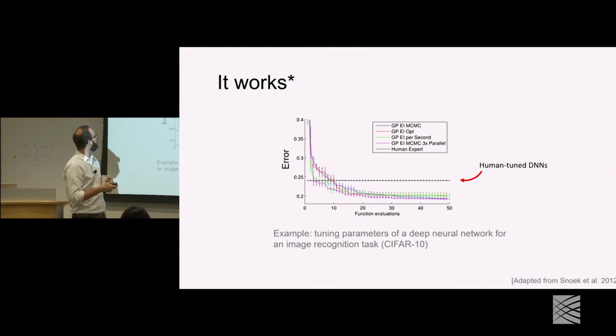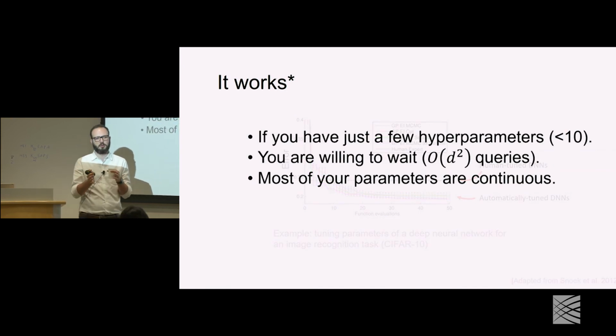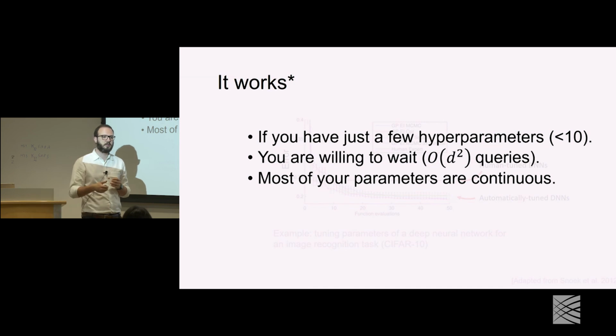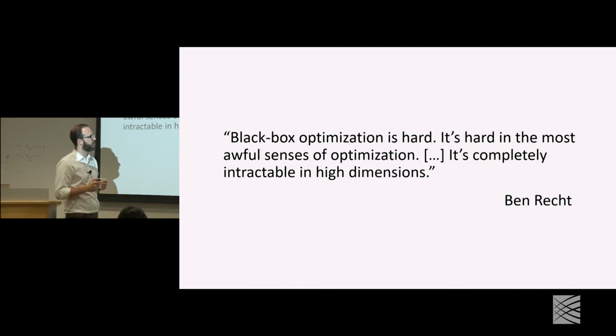The problem is that there is an asterisk when it works. It tends to work if you have few things you're trying to tune, and you're willing to wait a number of queries, so your number of evaluations, that is squared with respect to the number of parameters. And most of your parameters are continuous. So there are learning rates, there are things that go between 0 and 1, 0 and 100. These approaches don't work particularly well when you have categorical variables or things that are conditional.